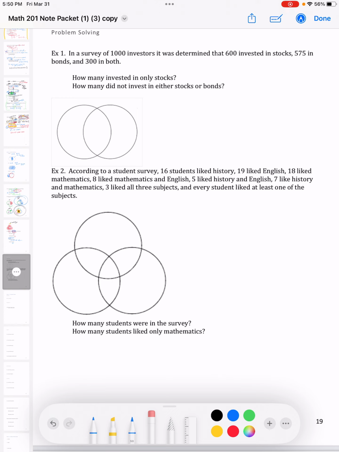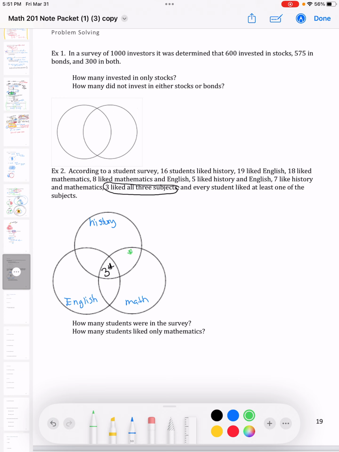We are asking students what class they liked. So we've got history, English, and math. So let me just label these guys. Doesn't really matter which one you put where. So I've got history, English, and math. There's a lot of numbers here. And what we want to do is start in that intersection, in this little middle piece. So the number of people that liked all 3. So I'm going to start with those 3 people, and then I'm going to work out from there.